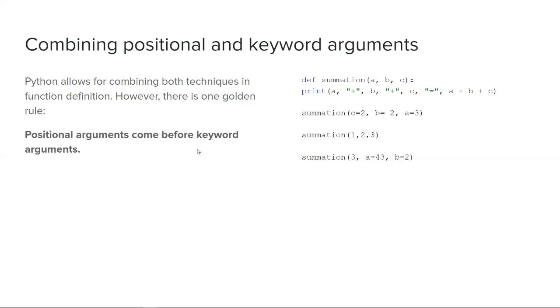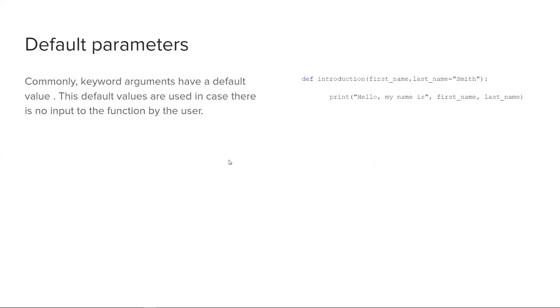So positional arguments come before keyword arguments. That's in bold. There's the golden rule. You can't have a keyword assignment and then have a positional after it. That would also throw you an error, okay? And default parameters, in case the user does not send in any inputs to the function, it'll still run based on the default. Just like this introduction, we have first name, last name. If they don't put a last name, it's always going to be whatever first name they put, Smith. Hello, my name is Smith.